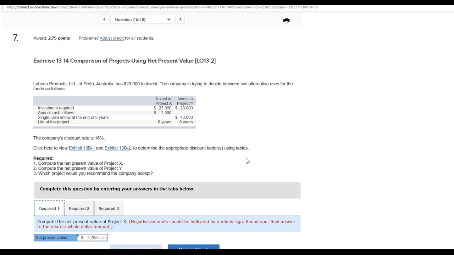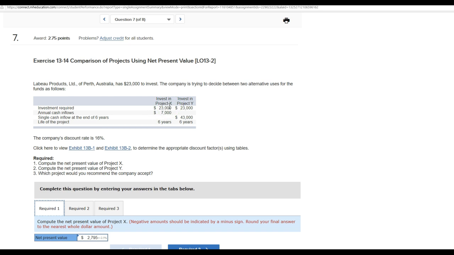In this exercise, we're going to compute the net present value for two different projects and then compare the two projects to decide which one to accept. So let's get started. We have projects X and Y here, and the company has $23,000 to invest. Each project costs $23,000. So this is what they're going to pay out today. So this is today's money, keep that in mind.